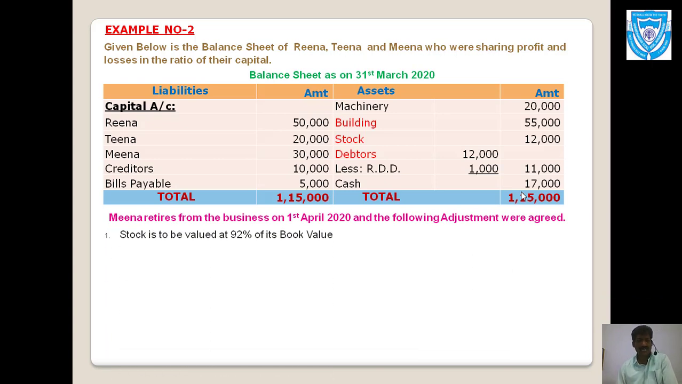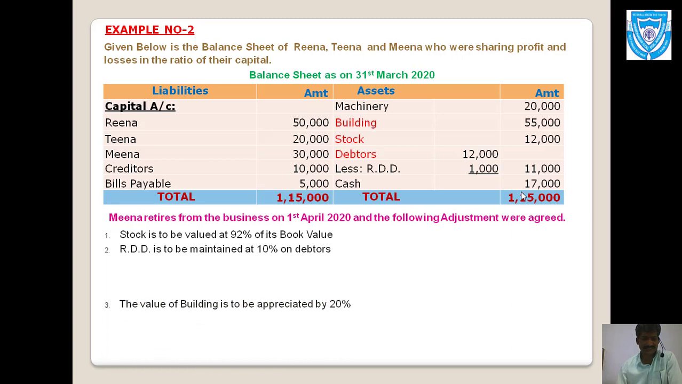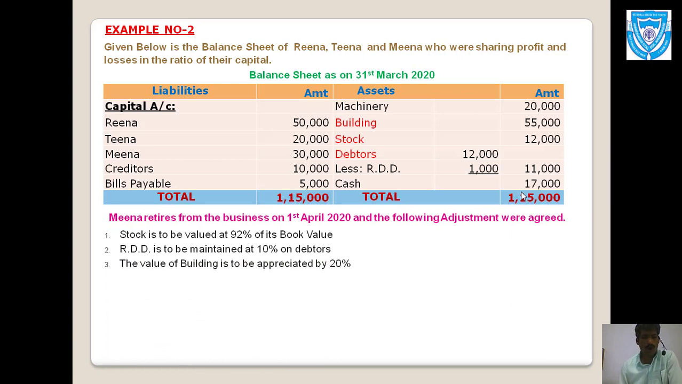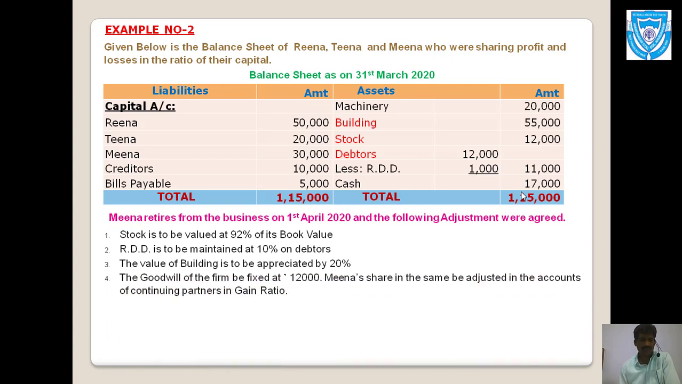Let us see which are those adjustments. Number 1, stock is to be valued at 92% of its book value. Number 2, RDD is to be maintained at 10% on debtors. Number 3, the value of building is to be appreciated by 20%. Number 4, the goodwill of the firm be fixed at rupees 12,000 and Meena's share, that means retiring partner's share in the same, be adjusted in the accounts of continuing partners in gain ratio.